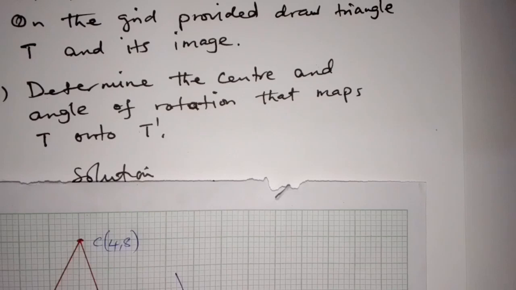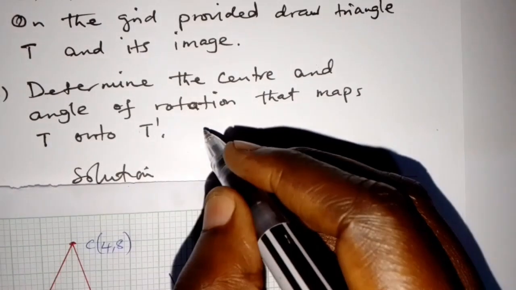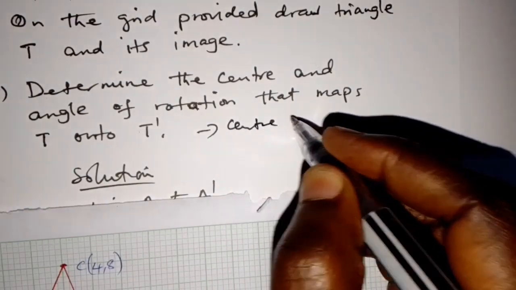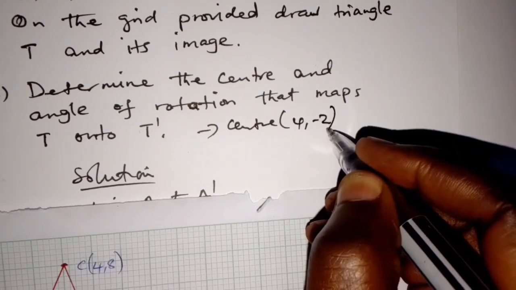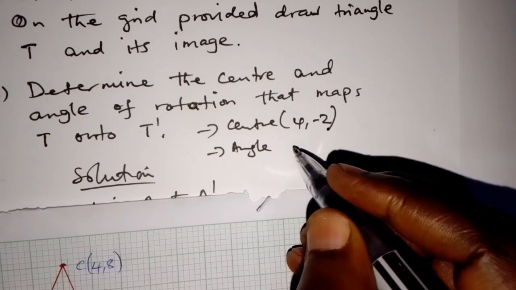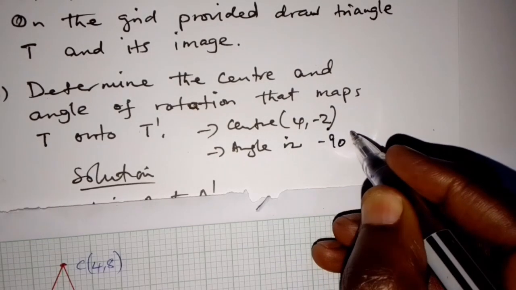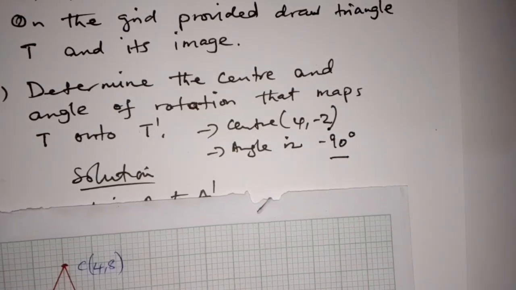Determine the center and angle of rotation that maps T onto T prime. So the center is (4, -2). The angle is negative 90 degrees.